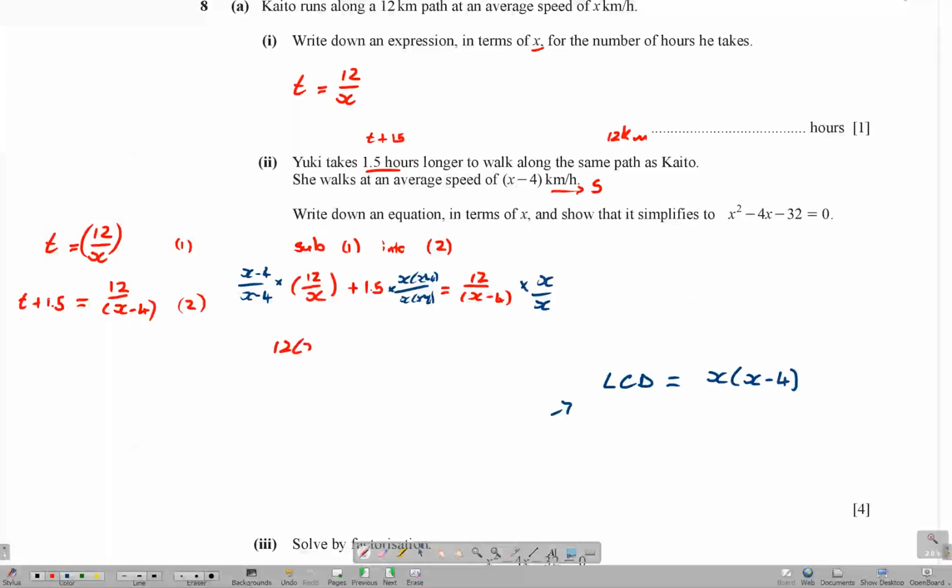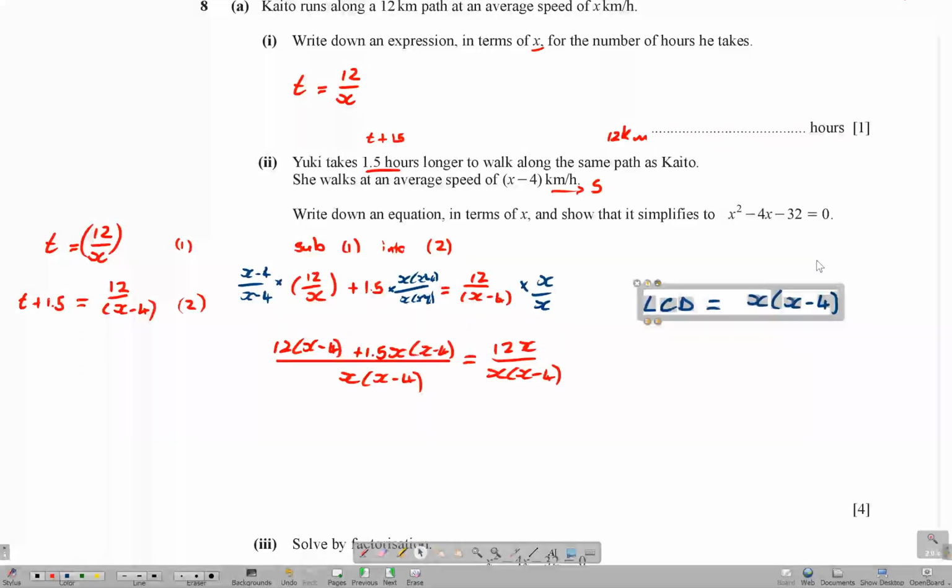So this is 12 times x minus 4. Okay, and everything is going to be of the same denominator. So I'll just go like this. And we have plus 1.5 x times x minus 4. And this is all over x times x minus 4. And this is equal to 12x over that same denominator. So x over x minus 4. Okay, but you guys can see that the whole idea of this is to have the same denominator so that we can cancel it out.